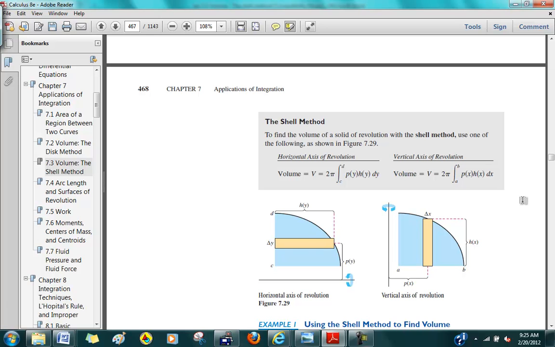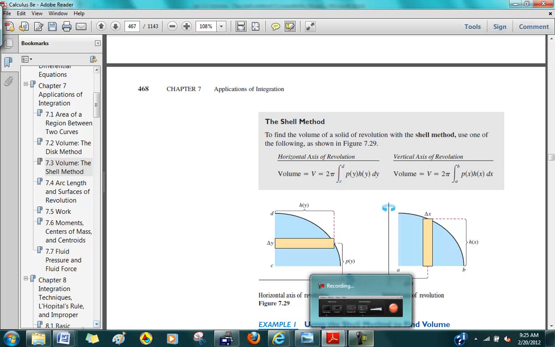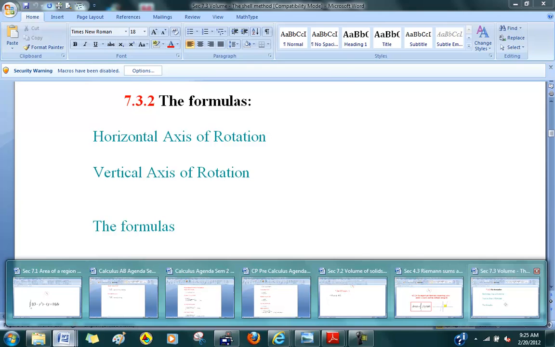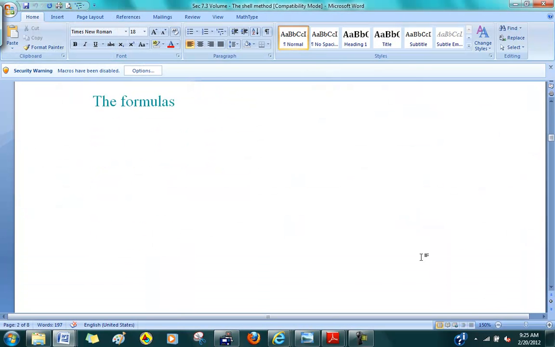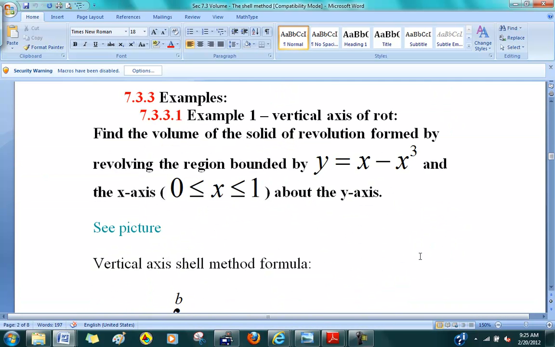One more time. Shell method, the representative rectangle is parallel to the axis of rotation. So if the axis of rotation is horizontal, you're going to integrate with the y variable. If the axis of rotation is vertical, you're going to integrate with the x variable. All right, I'm going to move on to an example then, 7.3. And here's an example that I'm going to work on. I'm going to pause here for a minute and review the example and then come back to you.